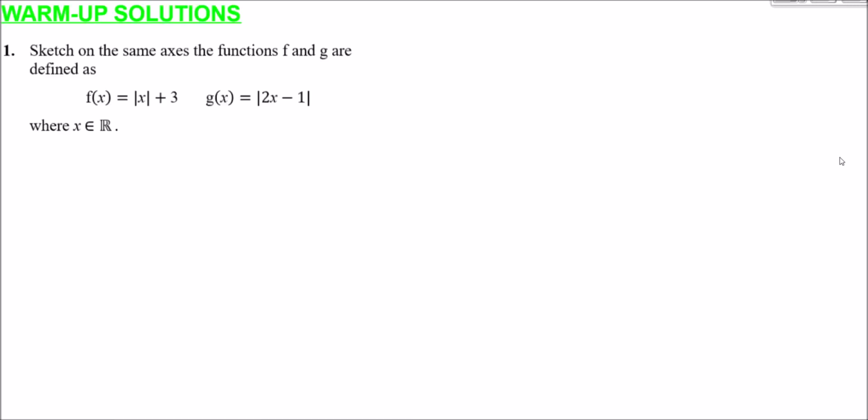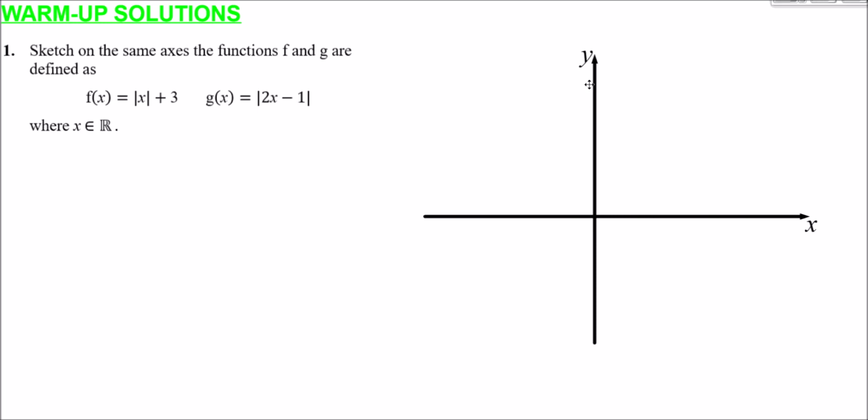For question number 1, we're asked to sketch on the same axes the functions f and g, which are defined as this. So we've got f of x equals mod x plus 3, and g of x equals mod of 2x minus 1, where x is any real number. So let's get the coordinate axes here. In red, I'll do f of x, and in blue, I will do g of x. So f of x and g of x will look like the following.